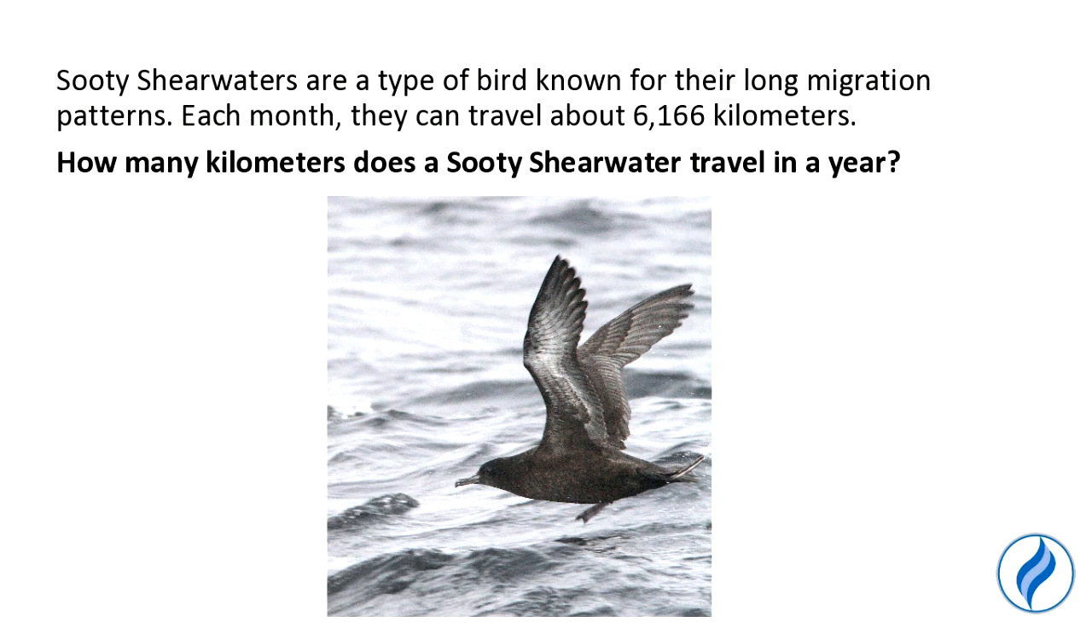Well, we know that in 1 month they travel 6,166 kilometers. How many months are in a year? Well, we have 12 months in a year, so we need to figure out how many kilometers they travel in that time period. Well, we could do a long chart. You've learned to do that and just keep adding 6,166. But we also could use 2-digit multiplication. And we could say 6,166 times 12.